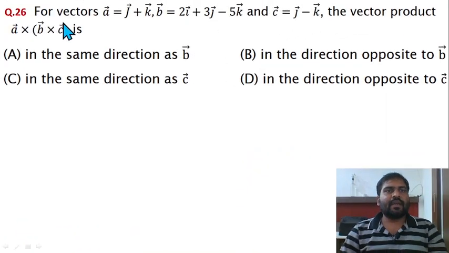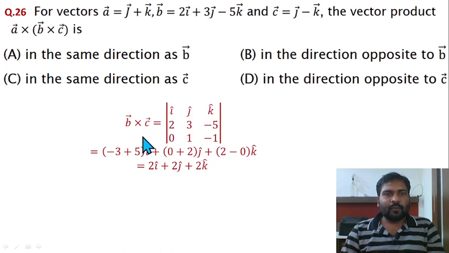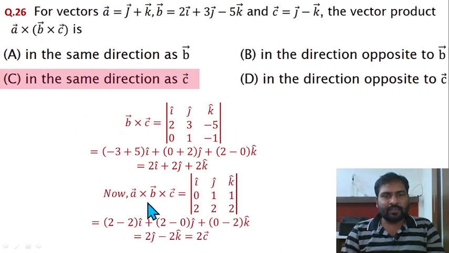Question 26. For vectors A equal to j plus k, B equal to 2i plus 3j minus 5k and C equal to j minus k, the vector product A cross B cross C is. So first calculate B cross C by this method. So B cross C equal to 2i cap plus 2j cap plus 2k cap. Now it is asking for A cross B cross C. So calculate this as well.